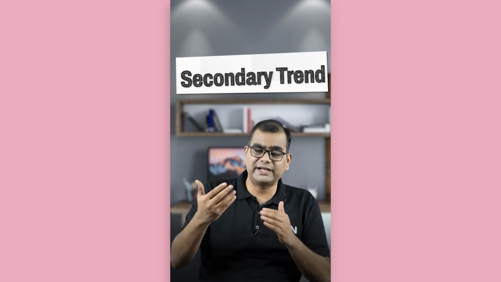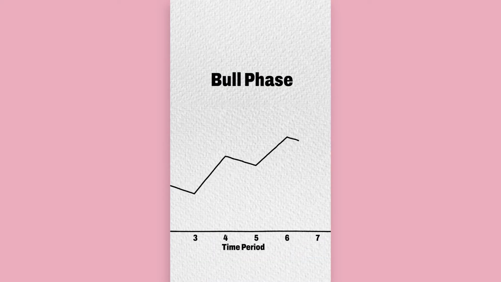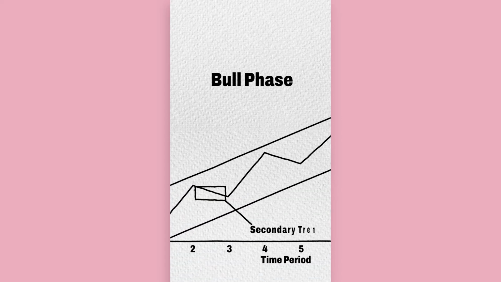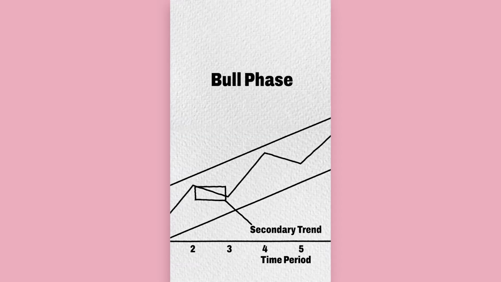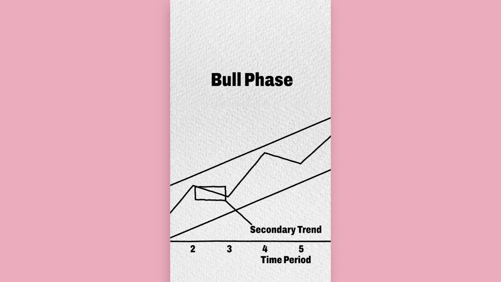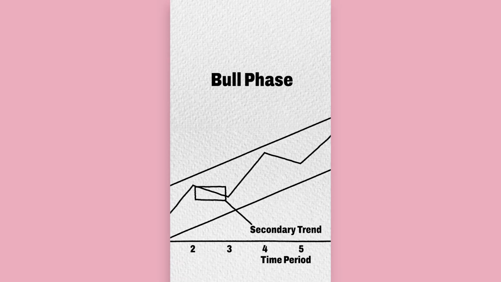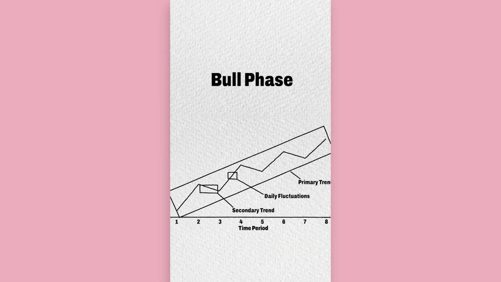And even in bull phase, you have a primary trend, a secondary trend and daily fluctuations. So if you look at bull phase, as the market keeps moving up, the primary trend is the market totally moving up. Secondary trend is one where the market actually goes against the primary trend. That is, even though the market overall is going up, the secondary trend indicates that there is a small correction. And then you have daily fluctuations in between where the price may go up or go down and so on and so forth. And this particular trend can either be there in bull phase or in bear phase.